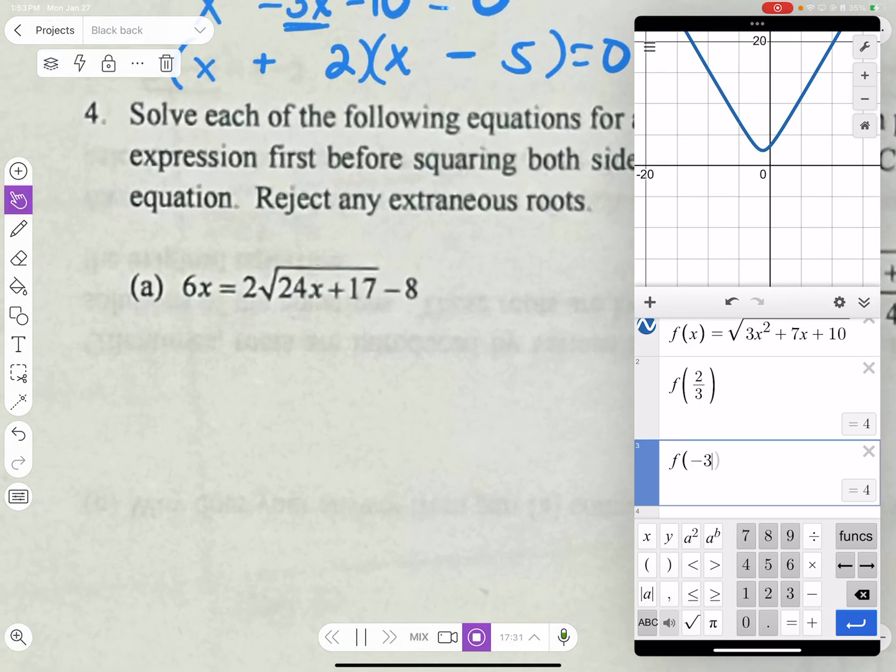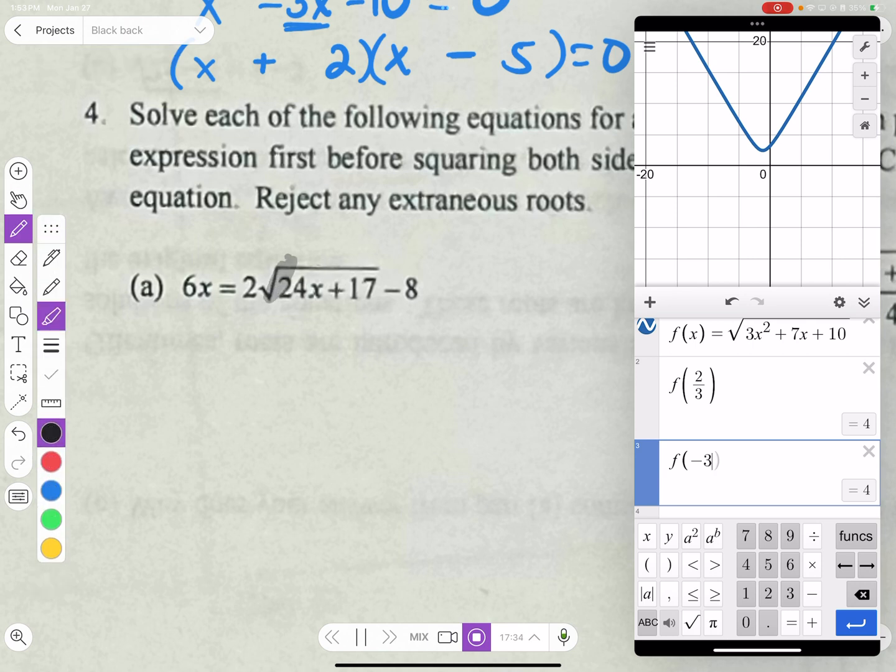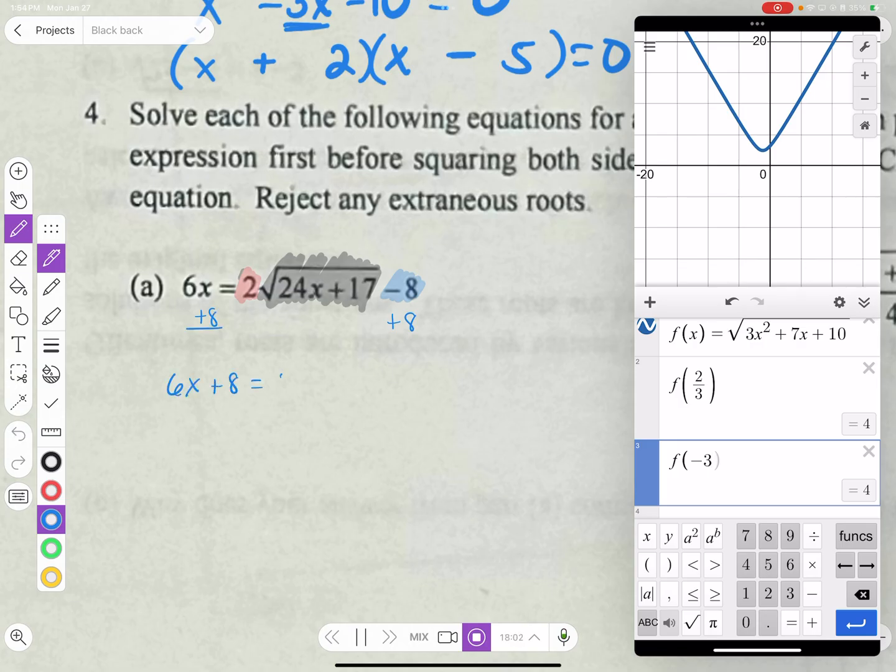So, you know, here's my radical. And that's what I want to be alone first. So who's next to it? I've got a 2. Let's highlight it, not cross it out. I've got a 2 here that's multiplied by the radical, and I've got this minus 8 that is subtracted. So I undo subtractions first. So I'm going to go plus 8 to both sides, giving me 6x plus 8. Can't combine them. They are not like terms. Still don't want that red 2 in front of it, so I'm going to have to divide this side by 2, and this side divide by 2.